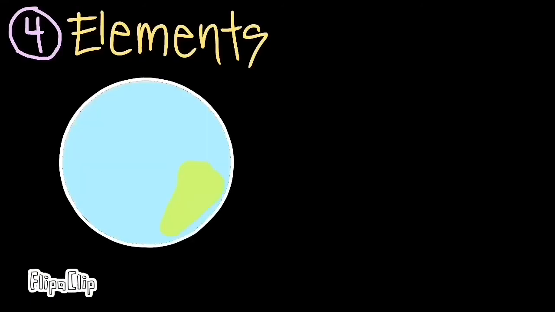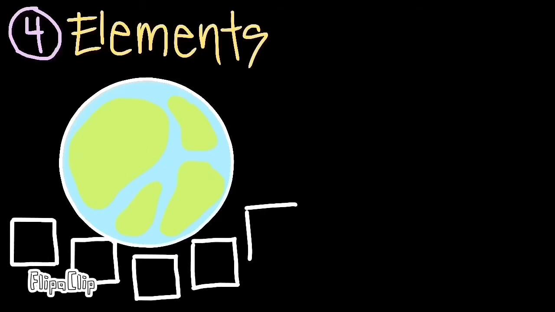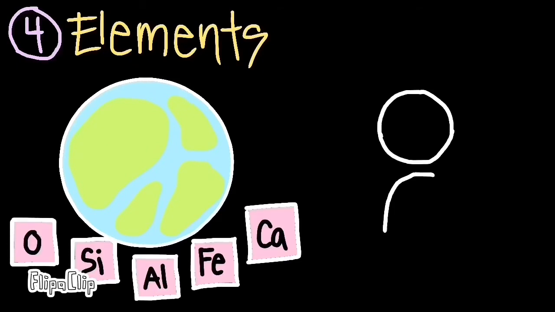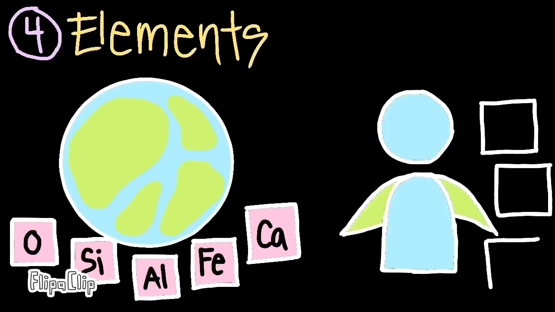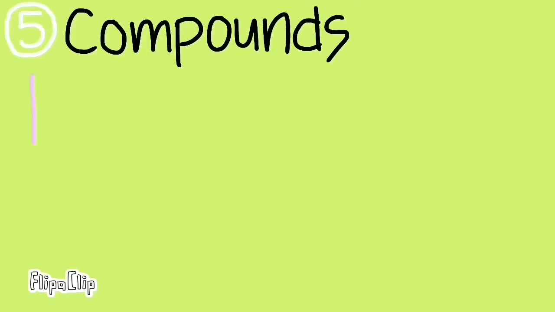Let us now move on to elements. Over 90% of the Earth's crust consists of oxygen, silicon, aluminum, iron, and calcium. The human body also consists of 90% of oxygen, carbon, and hydrogen. Finally, compounds. Law of constant composition or law of definite proportion states that the elemental composition of a pure compound is always the same.